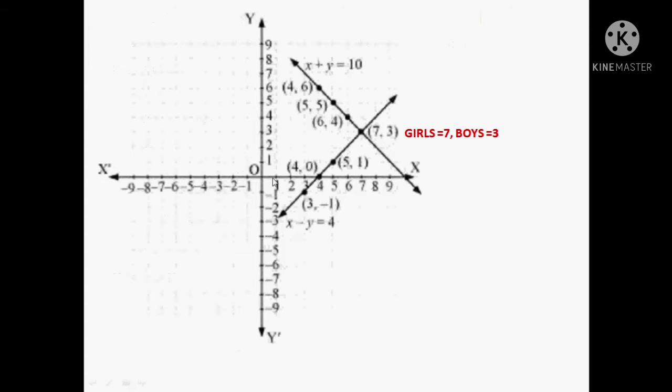Now let us plot it on a graph. When we plot these values, we can find that these are the two lines: this is x plus y is equal to 10, this is x minus y is equal to 4. When we plot these points, this point, this point, this point, and the other 3 points here, they are meeting at this point, that is 7 and 3, that is x is 7 and y is 3. So what is x? The number of girls. Therefore the number of girls is 7 and the number of boys is 3.